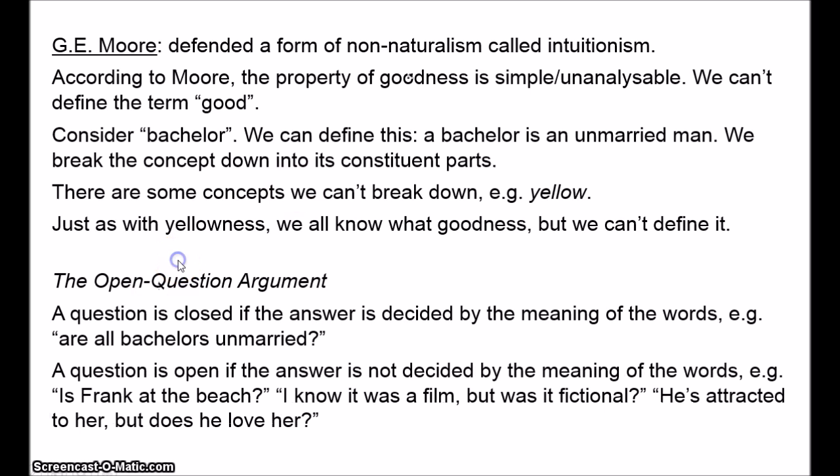A question is open if its answer is not decided by the meanings of the terms. Is Frank at the beach? I know it was a film, but was it fictional? He's attracted to her, but does he love her? These aren't silly questions, and the reason why they're not silly is because the answers don't simply depend on definitions.